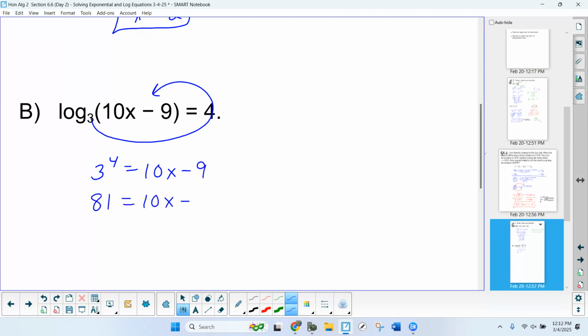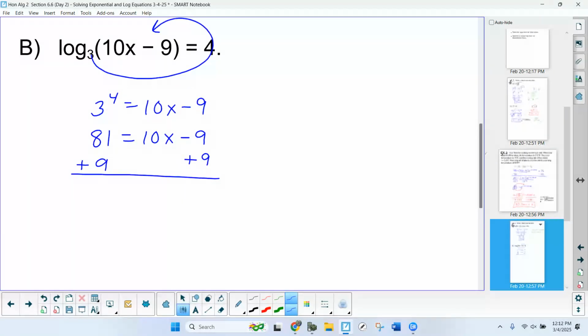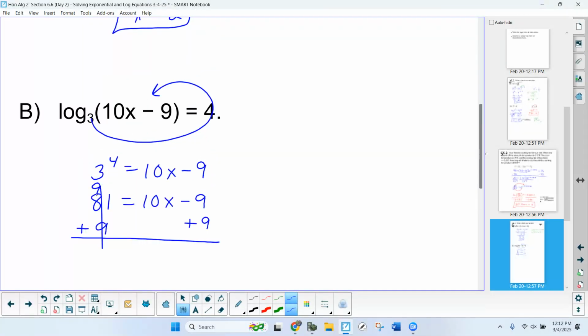81. Now what'd you do? Add the 9. What do you get? 90. Then what'd you do? Divide by 10. And you got what? X equals 9.